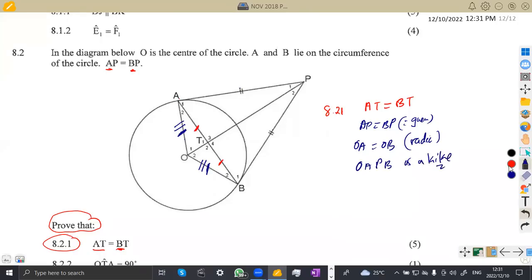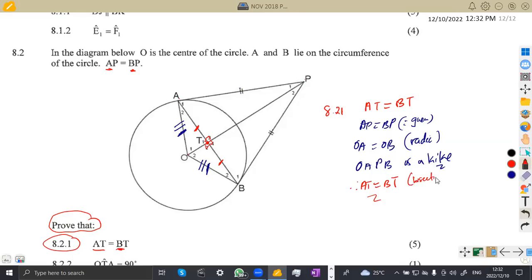If it is a kite, remember the concept of a kite: the diagonals bisect each other. We have a diagonal OP and a diagonal AB, and they do not just bisect each other, they bisect at 90 degrees. So if they bisect, it means AT is equal to TB, which is BT. Therefore, AT is equal to BT. We are taking this from the properties of a kite.